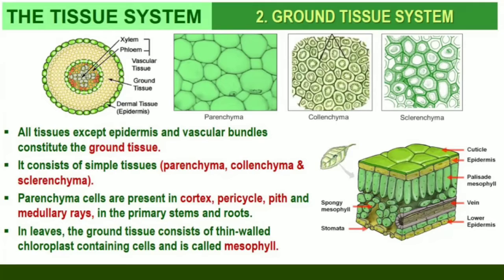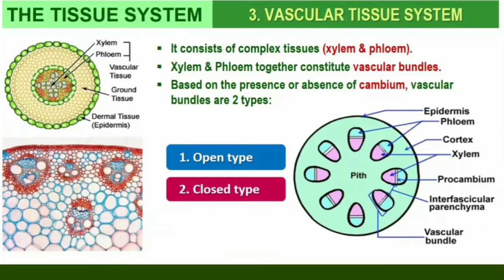Next is the ground tissue system. All tissues except epidermis and vascular bundles constitute the ground tissue. It consists of simple tissues such as parenchyma, collenchyma and sclerenchyma. Parenchymatous cells are usually present in cortex, pericycle, pith and medullary rays, in the primary stems and roots. In leaves, the ground tissue consists of thin-walled chloroplast-containing cells and is called mesophyll.